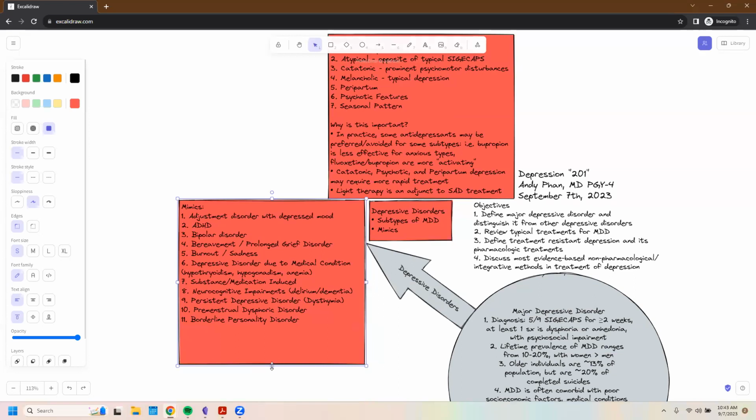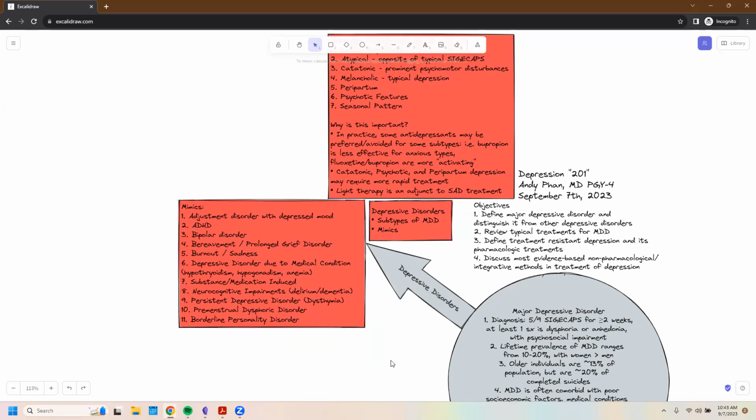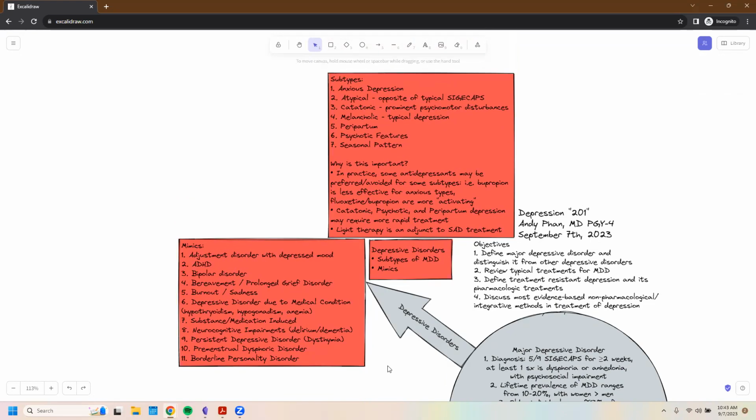I think that adjustment disorder sometimes trips me up. If you could explain that one too. Yeah, that's a good question.